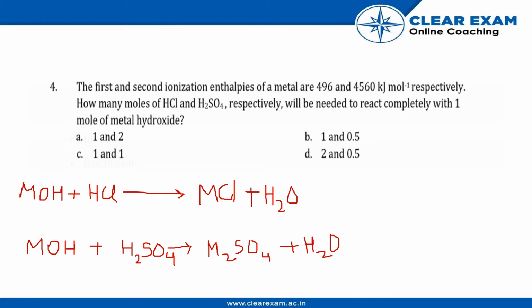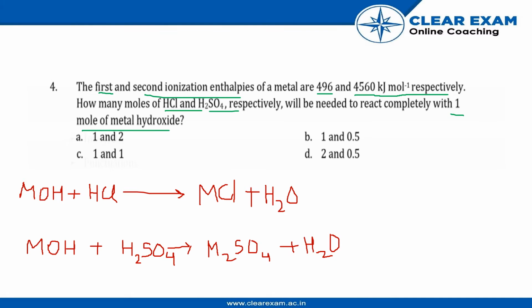Okay, so the fourth question is: the first and second ionization enthalpies of a metal are 496 and 4560 kilojoule per mole respectively. How many moles of HCl and H2SO4 respectively will be needed to react completely with 1 mole of metal hydroxide?